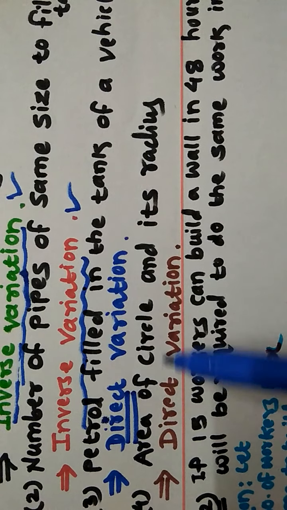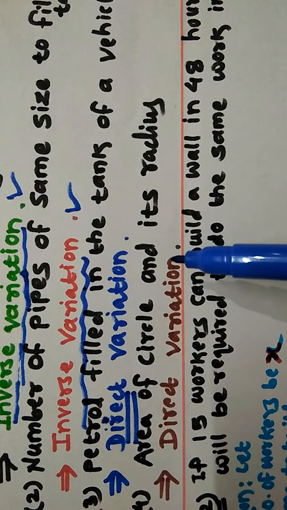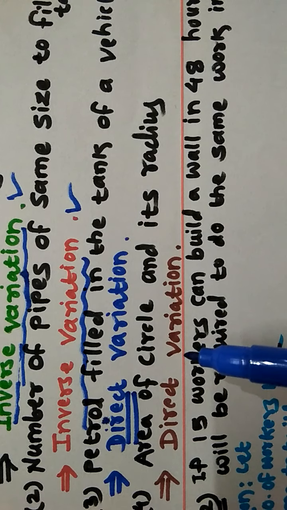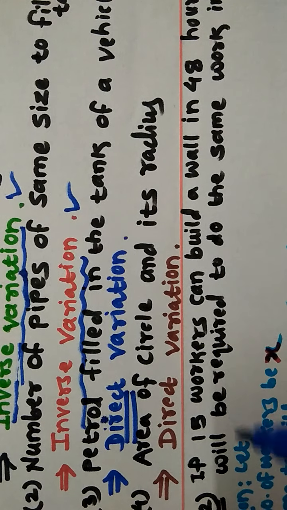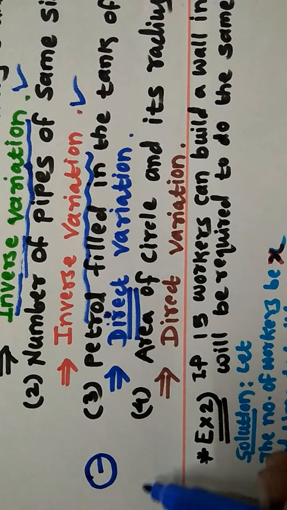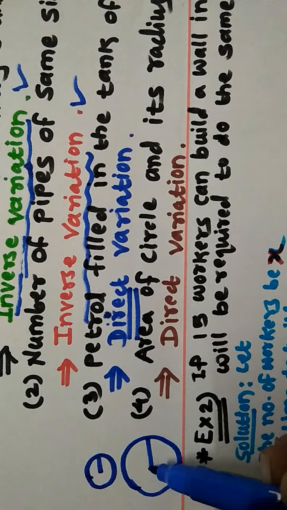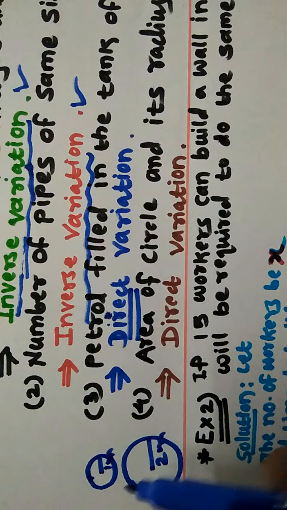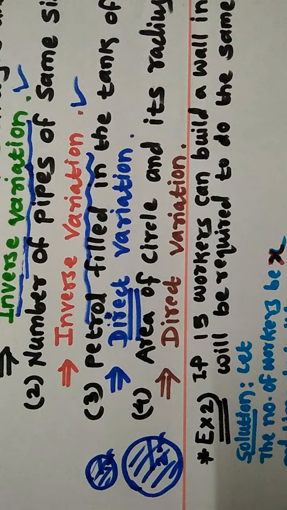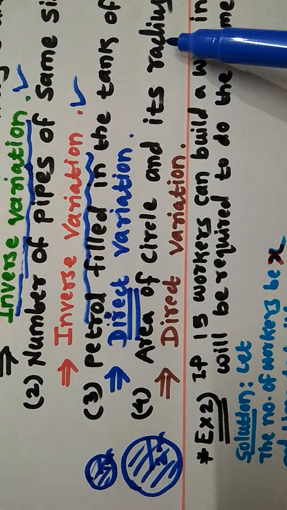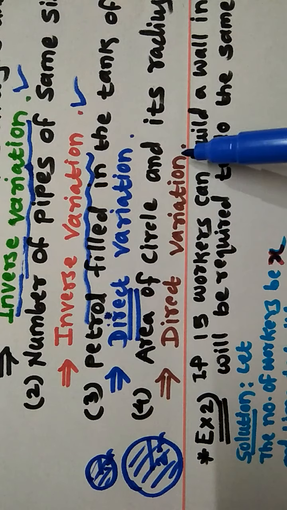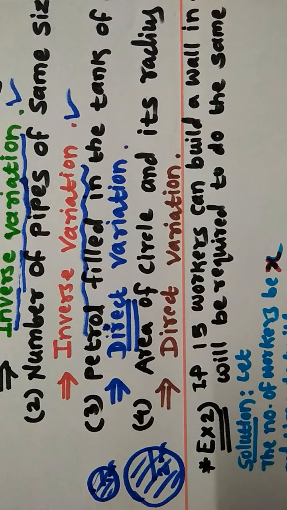Next one, area of a circle and its radius. Remember that as the radius of a circle increases, the area of the circle also increases. See here, this is the circle of 1 centimeter radius. This is the circle of 2 centimeter radius. As the radius increases, area must increase. Therefore, area of a circle and its radius have direct variation, not inverse variation. This is question number 1.